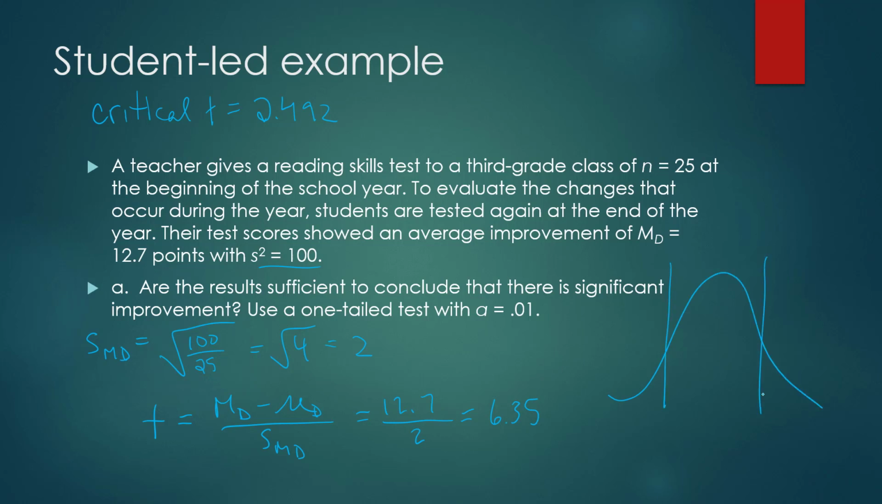But our critical t was negative 2.492 and positive 2.492. Our 6.35 is going to be way out here in our critical region, so we reject the null hypothesis.